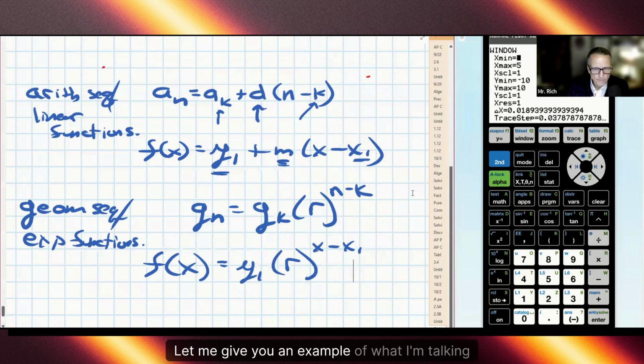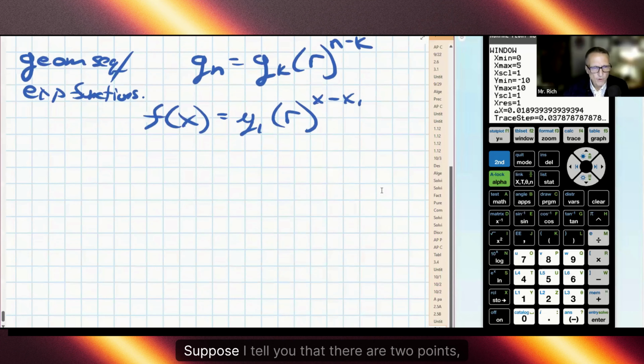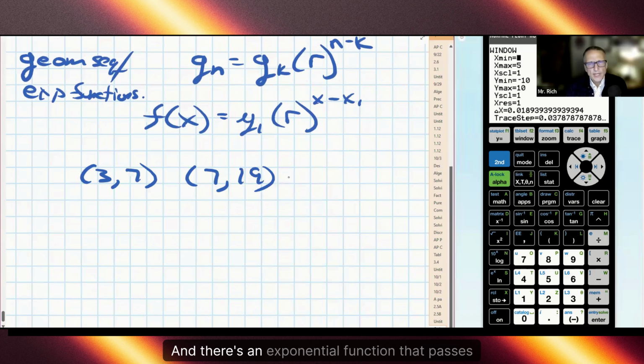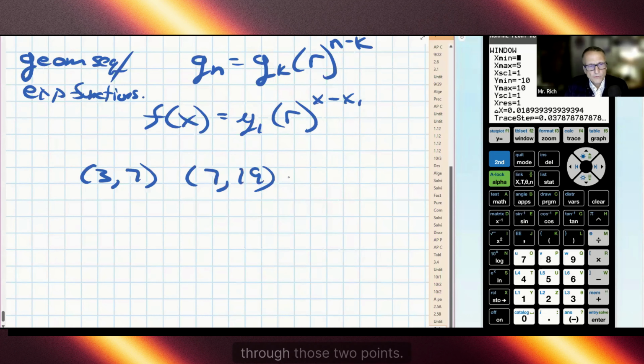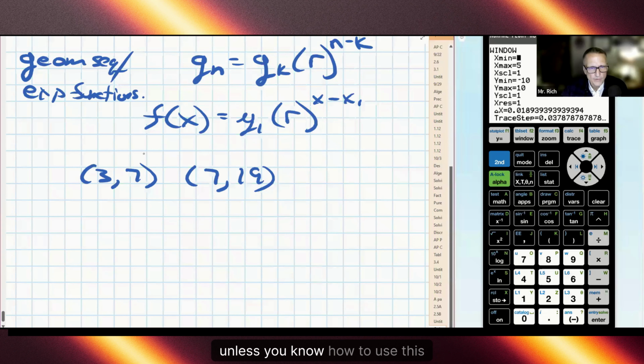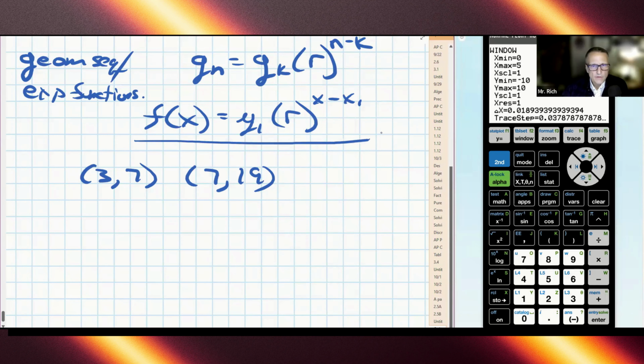Let me give you an example of what I'm talking about. Suppose I tell you that there are 2 points, (3, 7) and (7, 19), and there's an exponential function that passes through those 2 points. Give me the equation of that function. Well, a lot of students are going to struggle with this unless you know how to use this form of an exponential function.